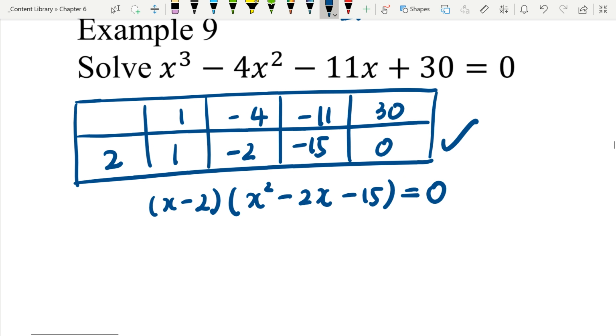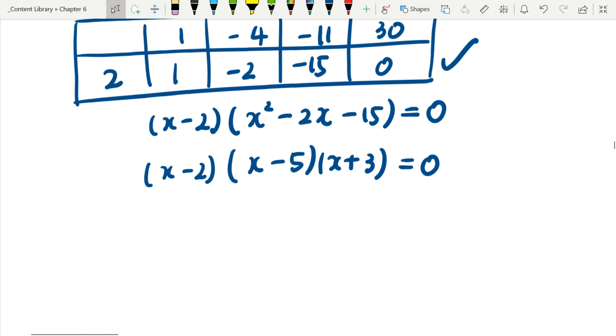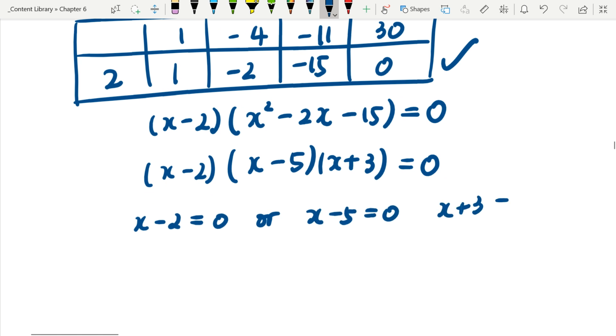Further factorize that. What can we factorize for the quadratic? Minus 5 plus 3 equals 0. So finished, factorize that easily. x equals 2, or x equals 5, or x equals minus 3.